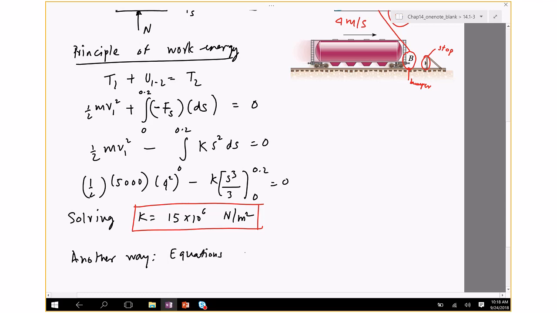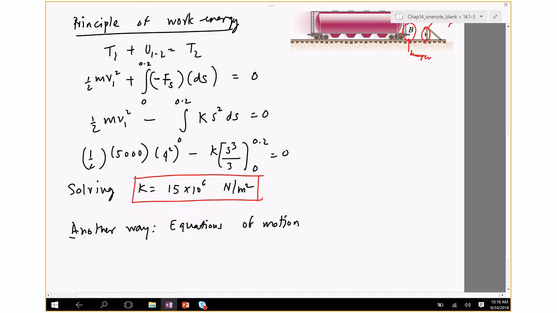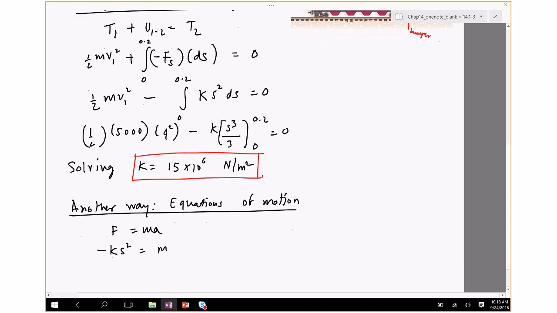So as I said, you can also do this with equations of motion. If you write F equals ma, and this is only in the horizontal direction, F is minus ks squared equals mass times acceleration, which is going to be, okay, what do I write? dv/dt? If I do dv/dt, then I will not be able to integrate this. So I need to write the other expression for a, which is v dv/ds.